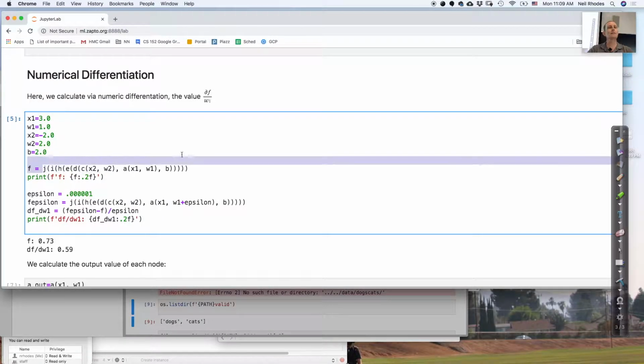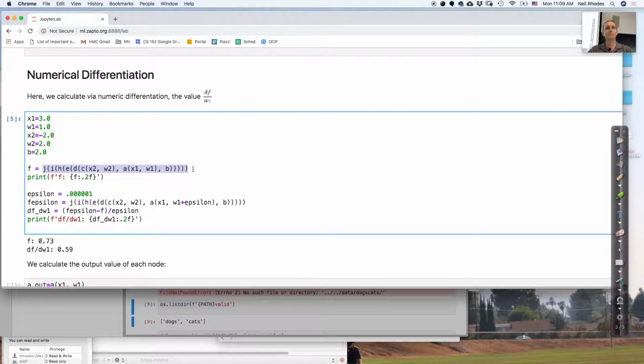Maybe this isn't the easiest way to have read this. But F is equal to 0.73. I set epsilon to be what I said. I recalculate this using W1 plus epsilon. And then I get that df dw1 is 0.59. So that's how I got my 0.59.